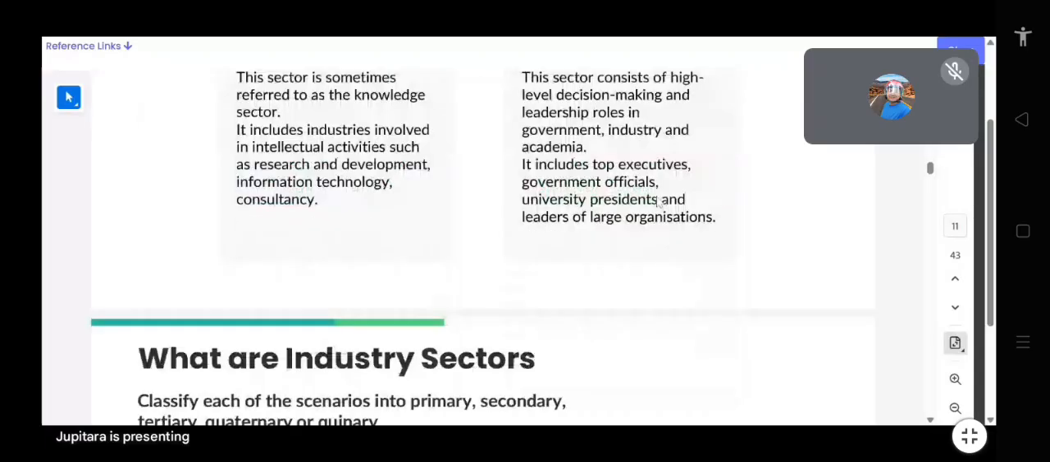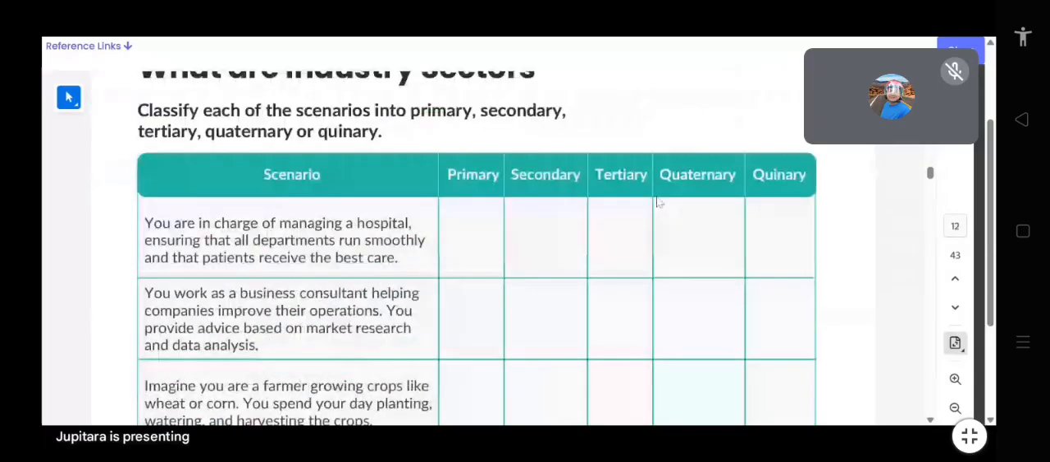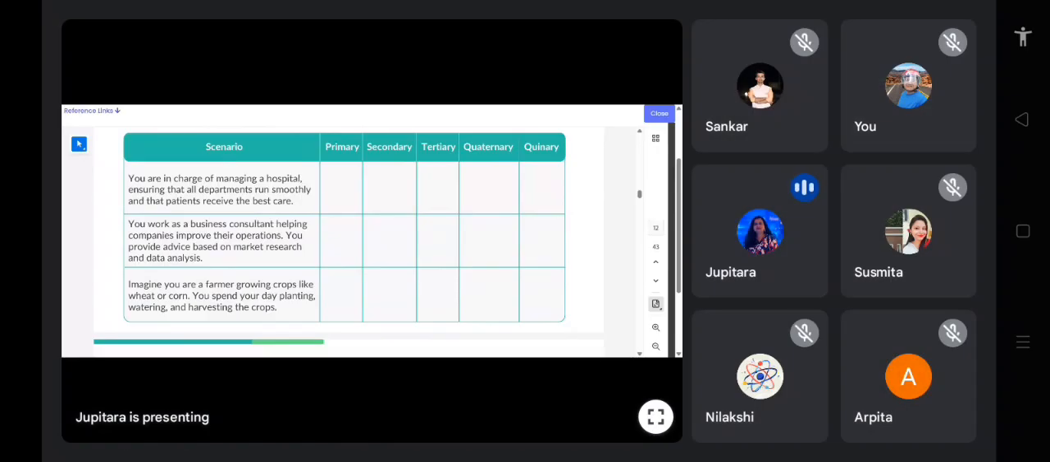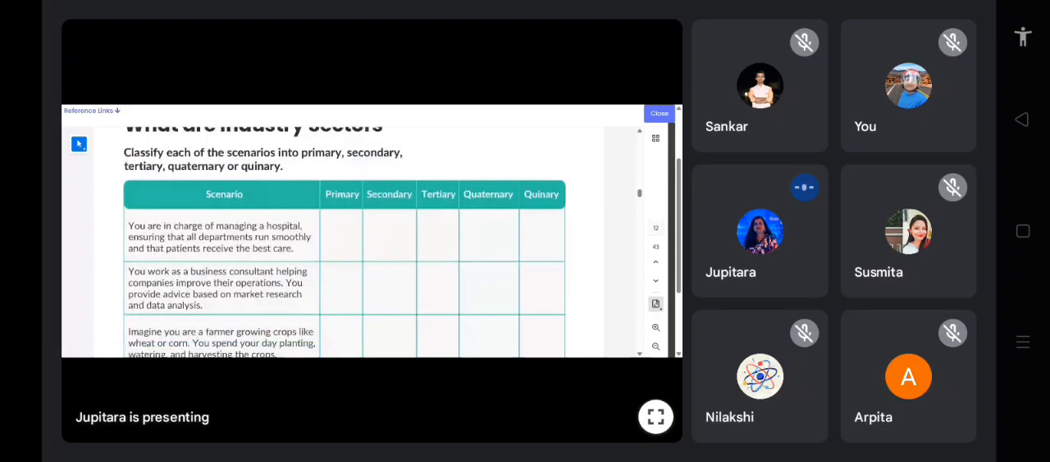Okay, now let's see. You are in charge of managing a hospital, ensuring that all departments run smoothly and that patients receive the best care. Which sector will you be under? Primary, secondary, tertiary, quaternary, or quinary? Which one?